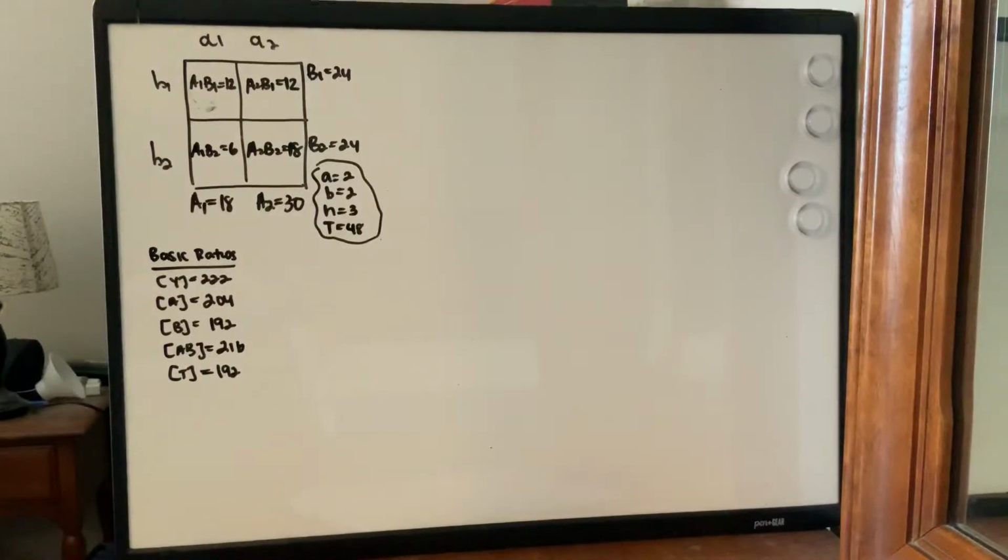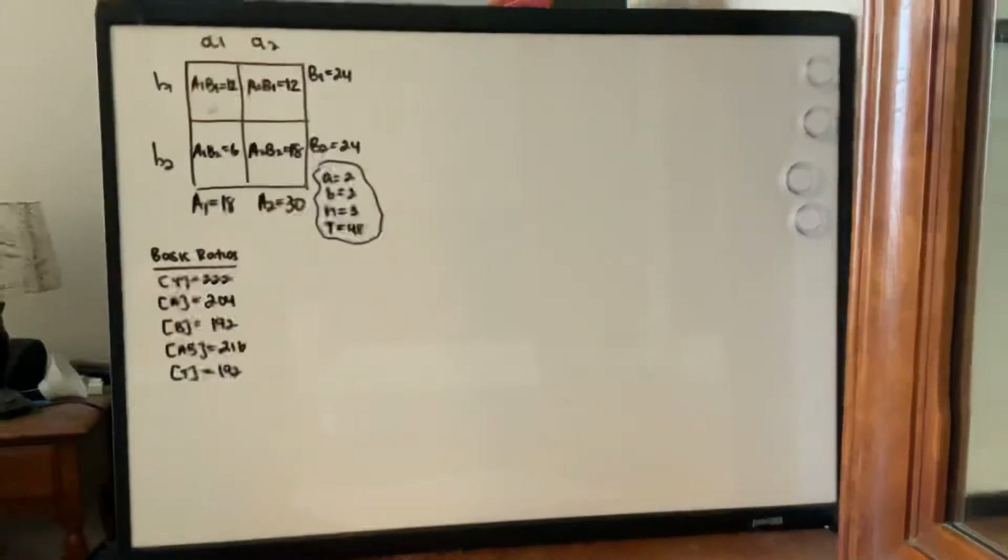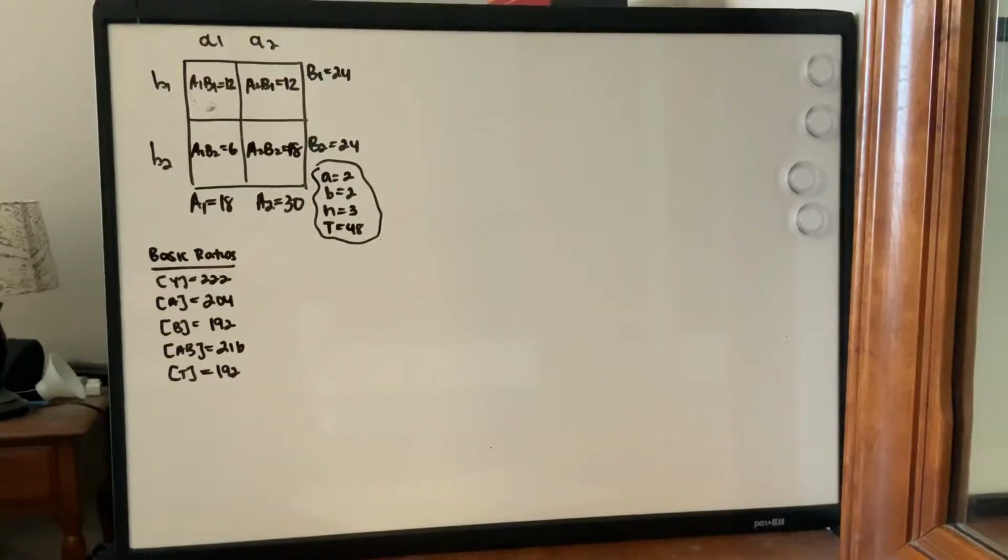Okay, we are back for the third video in the Factorial ANOVA. You can see that I have left the summary of the sums up there on the upper left-hand side of the board, and I've also written in the answers for the basic ratios that we just calculated. So what we're going to do now is calculate our sums of squares.